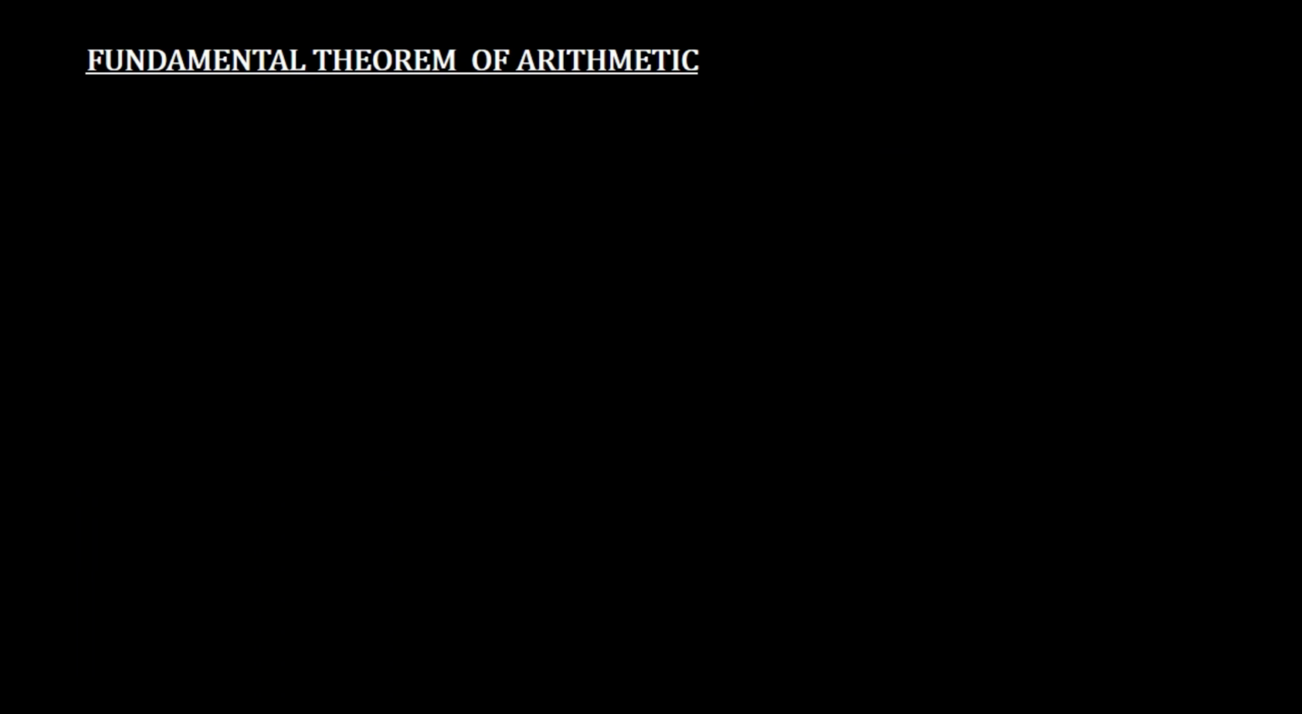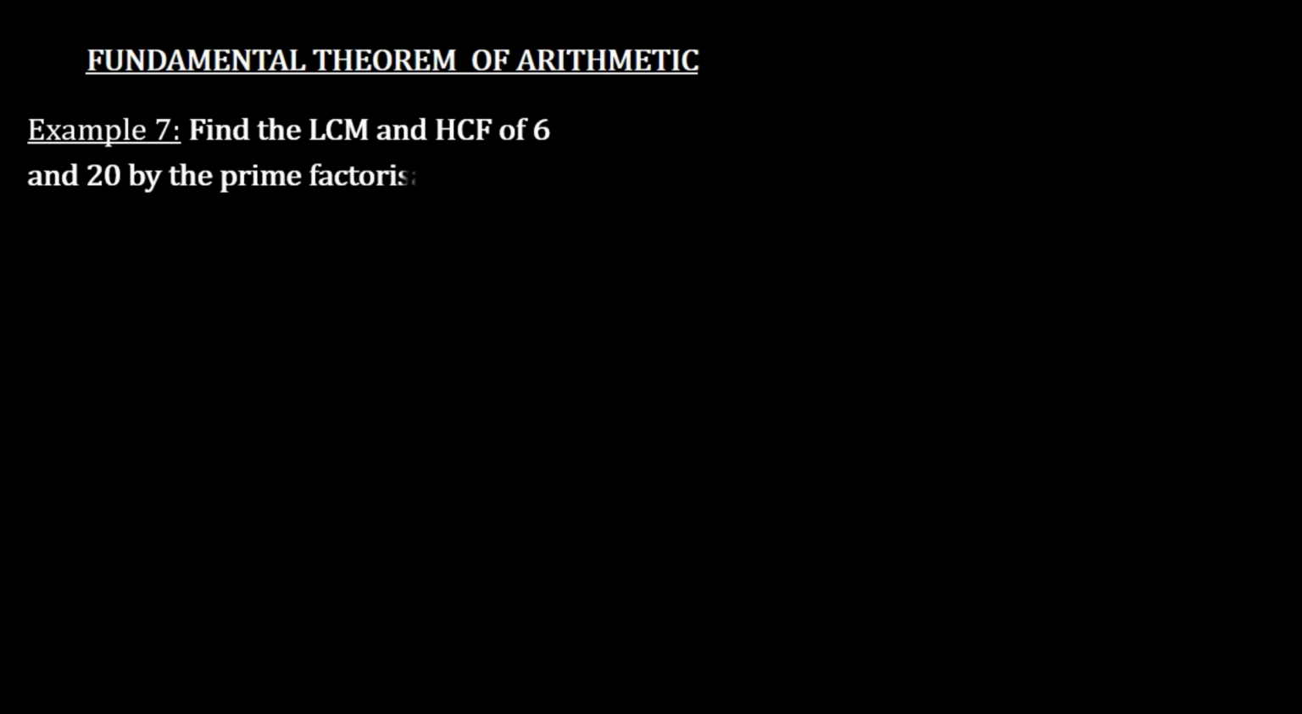So let us move on to the next problem. Find the LCM and HCF of 6 and 20 by prime factorization method. So what we have to do is find the LCM and HCF of 6 and 20 by the prime factorization method. That is, we are not supposed to use HCF of A and B into LCM of A and B equals A into B. Only by prime factorization we have to find the HCF and LCM of these two numbers.